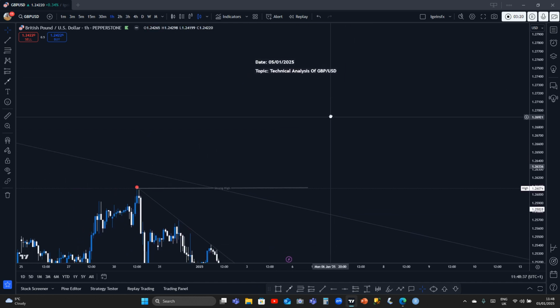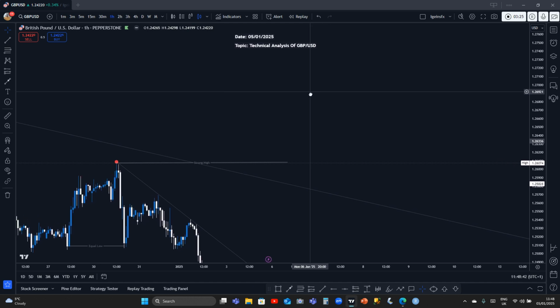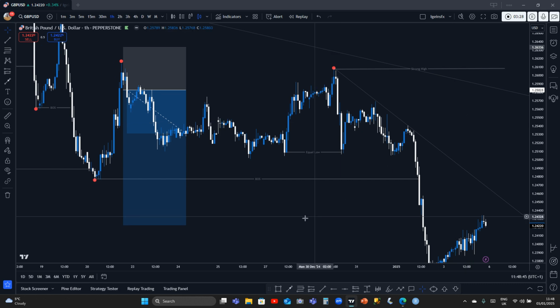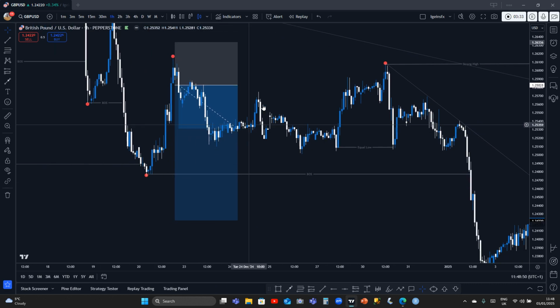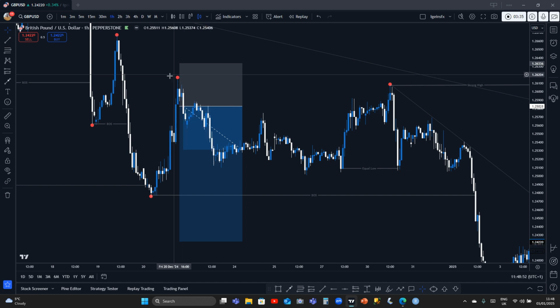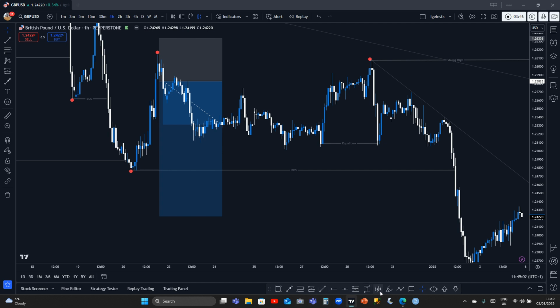Now, let's get down to business. This is a technical analysis of GBP USD. Like as we all know, before Christmas, this was the trade that we took. That was on the 20th of December. Price pushed to the downside like this because after our analysis, this was the last previous low.